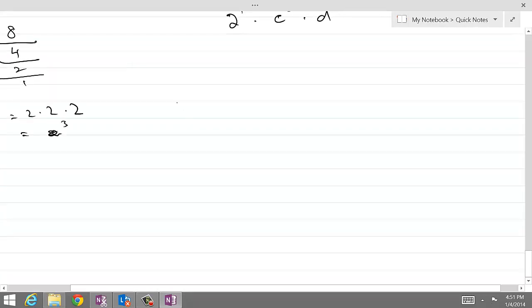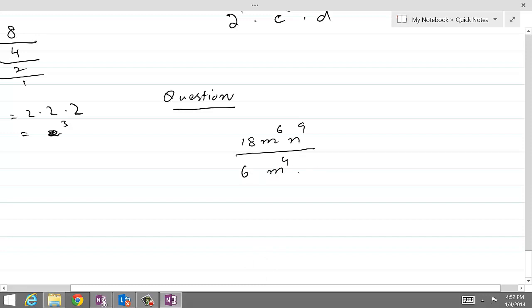So let's take a look at this question here. If we have 18m⁶n⁹ over 6m⁴n⁴, and whole raised power 2. Just like before, we should break any number which can be broken into its prime factors. We have 18, but instead of breaking that, we can simply divide 18 by 6, which gives us 3, and that will be in the numerator.